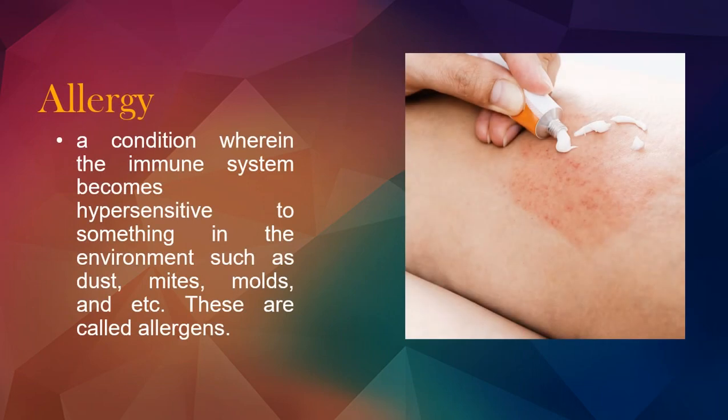So we need to talk about allergy. Okay? So when we speak of allergy, it's a condition wherein the immune system becomes hypersensitive. Okay? When we speak of hypersensitive, sobra na yung pagka-sensitive or the reaction of your body towards a particular allergen is over. Parang kumbaga sa tao, overreacting. Okay? So that's what hypersensitive means. To something in the environment such as dust. Okay? So ayaw man lang mahangin. Yung balat mo, very sensitive sa dust. Ayaw man lang mahanginan ng mga dust, something like that.